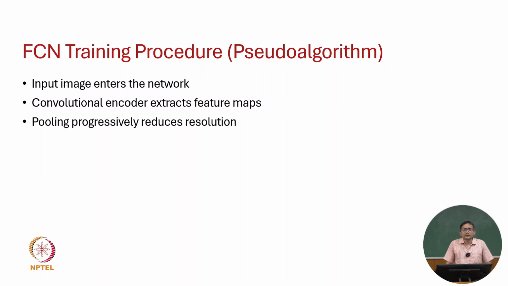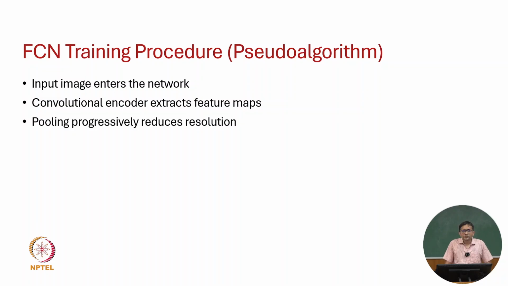So let us think about how you train an FCN, right? A pseudo algorithm for this. This is very straightforward. Given the input image, this enters the network. The convolutional encoders are extracting the feature map. And the convolutional encoder, which has the pooling layers, is also progressively reducing the spatial resolution. So this part is quite similar to what we also saw for the CNNs designed for classification purpose, right?